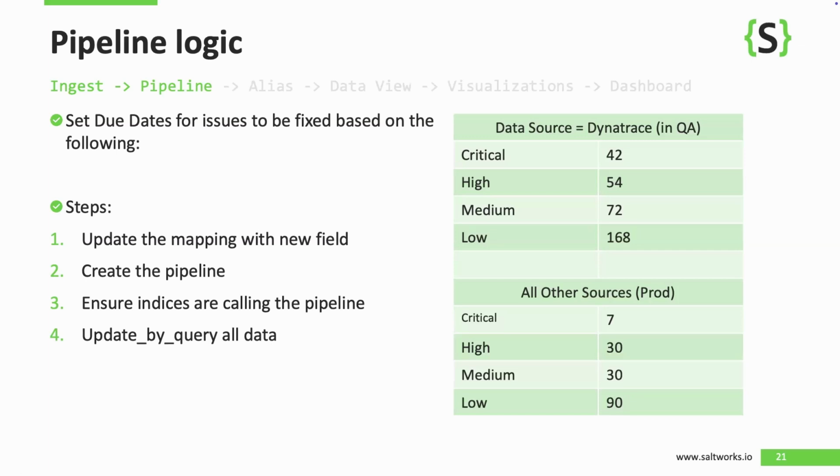That basically lets Elastic know we're sending data in and what data types it is. We then create the pipeline. So that lets us actually do the alteration or calculate the data, in this case, due dates. Then we ensure the indices are being called by the pipeline.